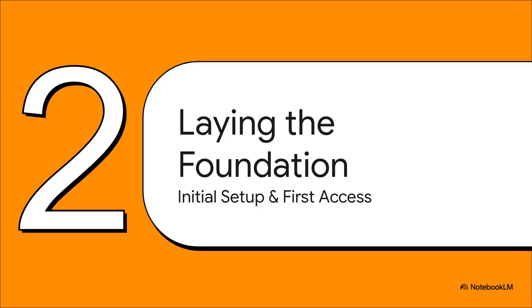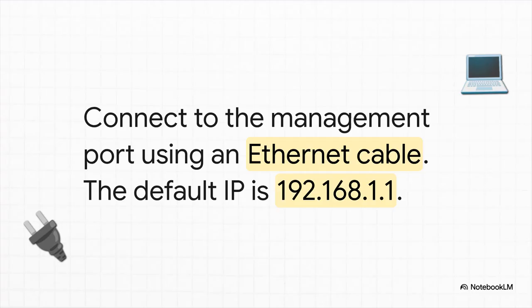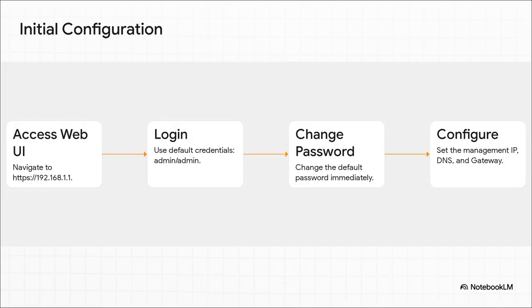All right, with our blueprint understood, it is time to break ground. We are now laying the foundation. This is all about getting that very first connection to the firewall and getting it ready to be managed. And that first step is super simple. You just take an Ethernet cable and plug your computer directly into the special management port on the firewall. Straight out of the box, it's sitting there waiting for you at the IP address 192.168.1.1. So, once you're plugged in, just pop open a web browser and go to that IP address.